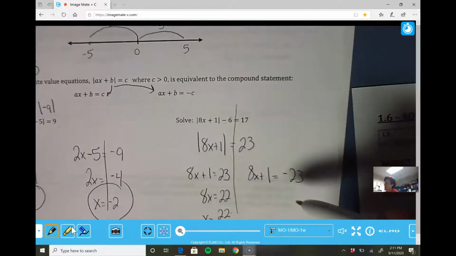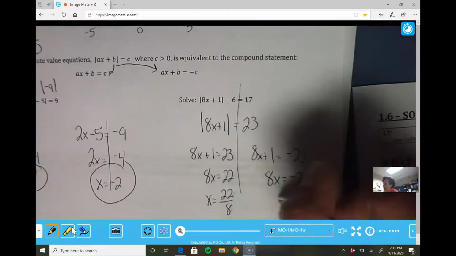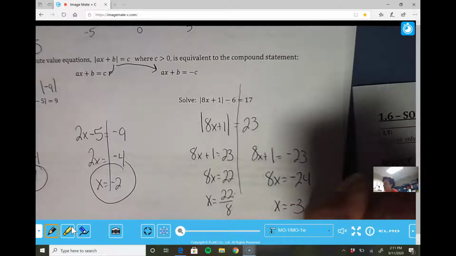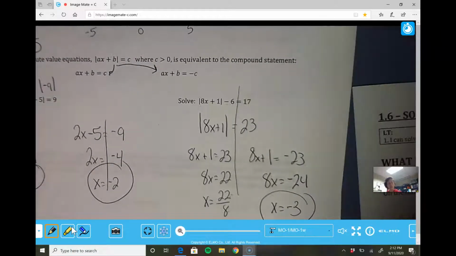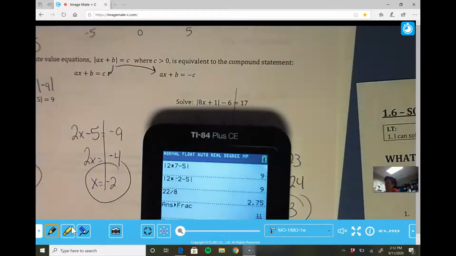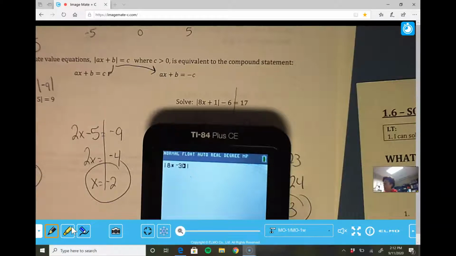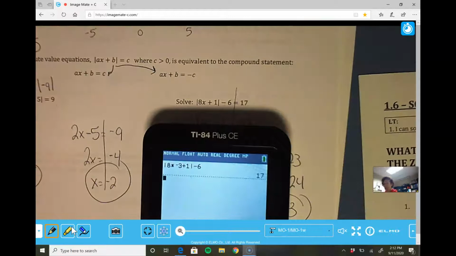All right, so for this one, I'm going to subtract 1, and that gives me negative 24, and then I'm going to divide by 8, and I get negative 3. So again, two answers. So I'm just going to check this one on the right. So I'm going to go to the original problem, and I'm going to first get to my math, scroll over to my absolute value, and I'm going to take 8 times negative 3, and I'm going to add 1, get out of the bars, and then if I subtract 6, like you're seeing, I should get 17 as my answer. And then the same would happen if I switched negative 3 to 3. I would still get 17.